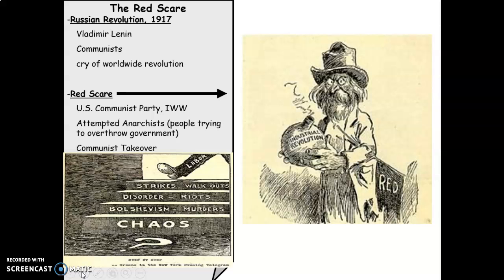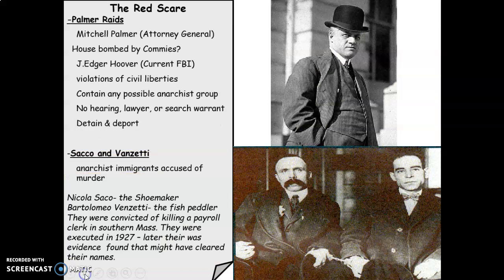The Red Scare of the 1910s. The Russian Revolution in 1917, Vladimir Lenin and the communists take over a country, and they have a cry for worldwide communist revolution. So those fears make their way over here to the U.S. We have the U.S. Communist Party established for many years. The IWW, that's a labor union we've already talked about, but here's the socialist movement. And you have anarchist people trying to overthrow the government. So it looks like in this time, an anarchist communist takeover, and the U.S. was at war with this as well, at the end of World War I.